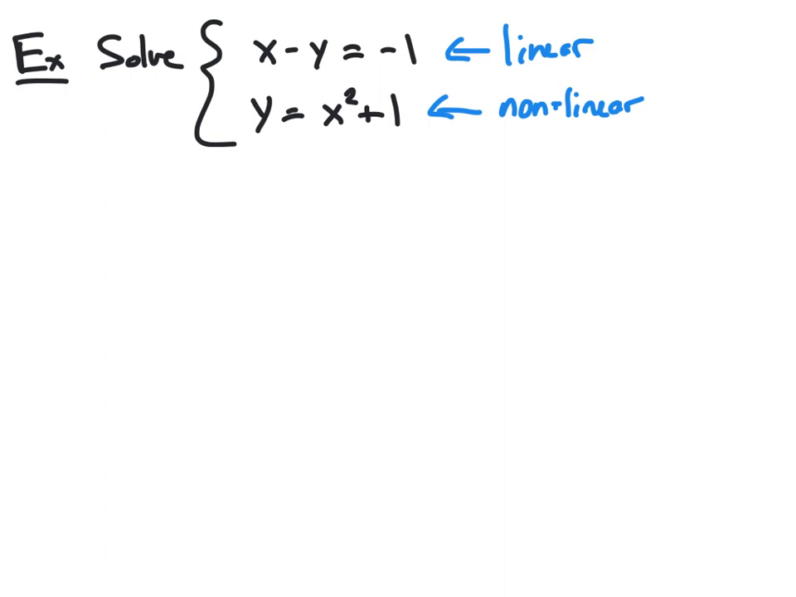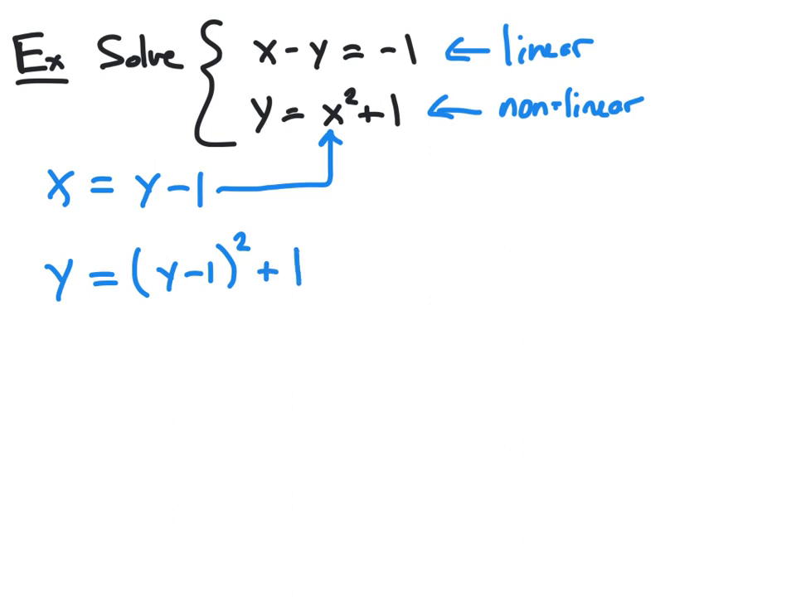In order to solve this system, one approach would be to use substitution by solving for one of the variables in the linear equation and substituting it into the nonlinear one. For example, here we could solve the first equation for x, and this would involve adding y to the other side, and so we obtain x equals y minus 1. We can then substitute this in for x into the second equation, which would yield y equals (y minus 1) squared plus 1.